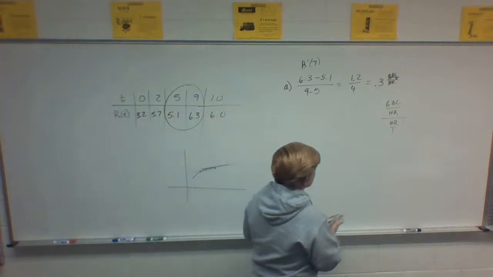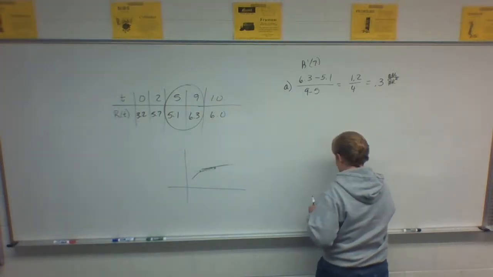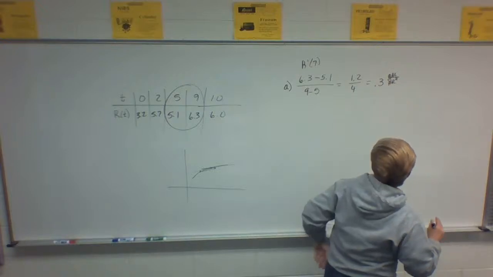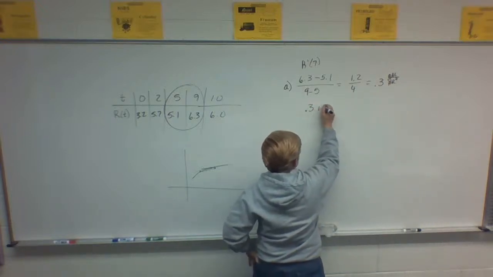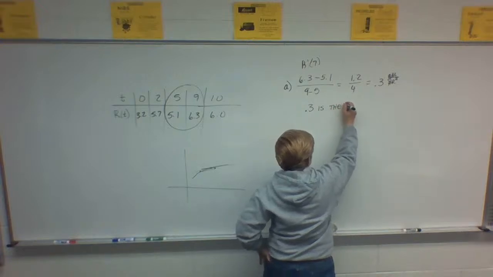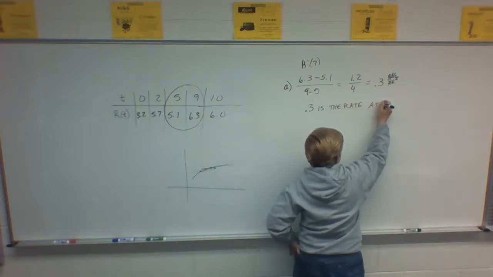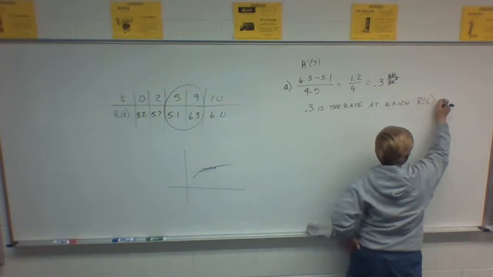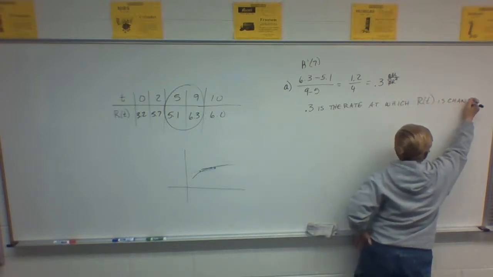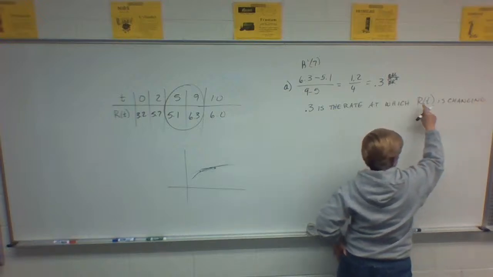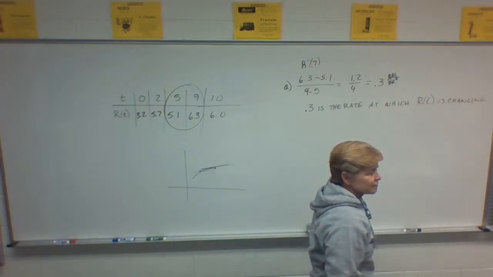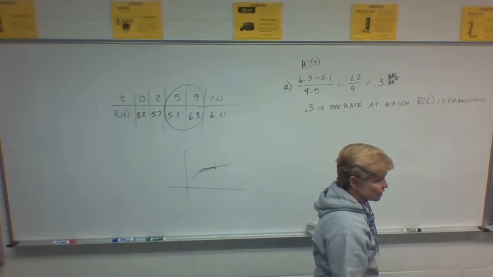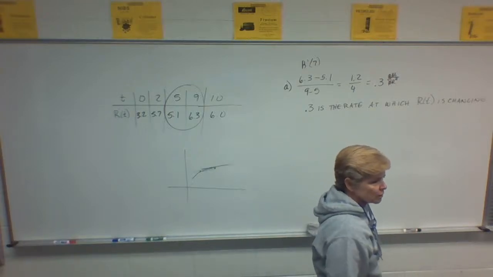If it says to justify your answer or interpret your answer using correct units, it doesn't mean just putting correct units on it. Interpret what this means. 0.3 is the rate at which R of t is changing. And you don't have to allude to this in your answer, but R is already a rate. It's a rate of flow into the tank. This is the rate at which that flow rate is changing. That's why it has hour squared on it.